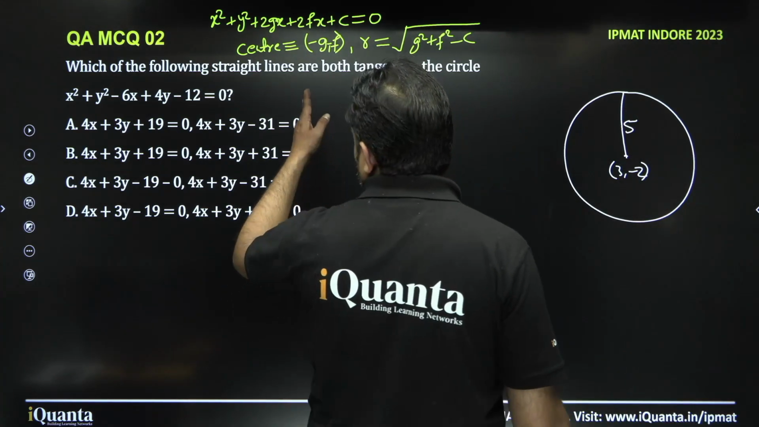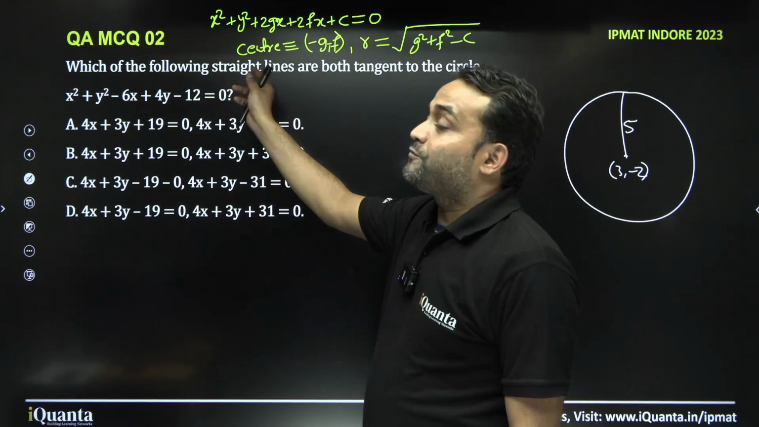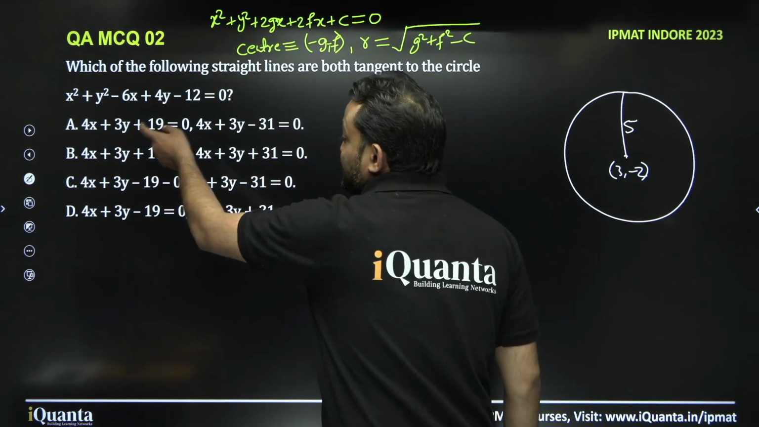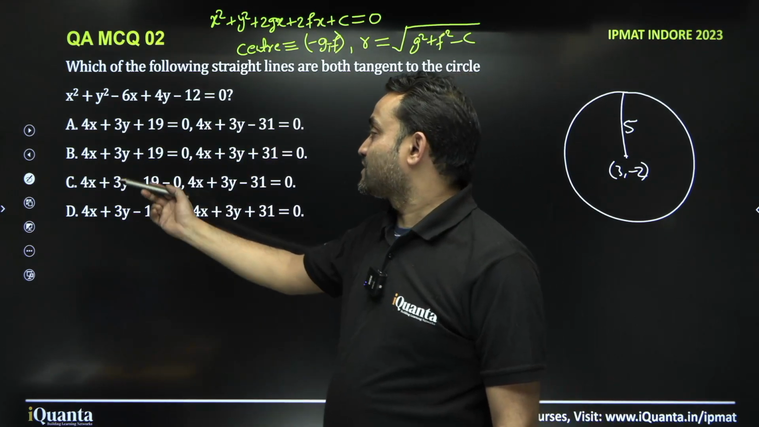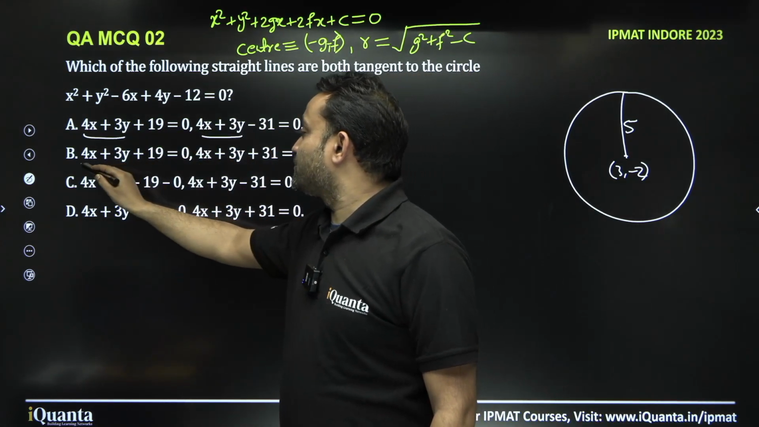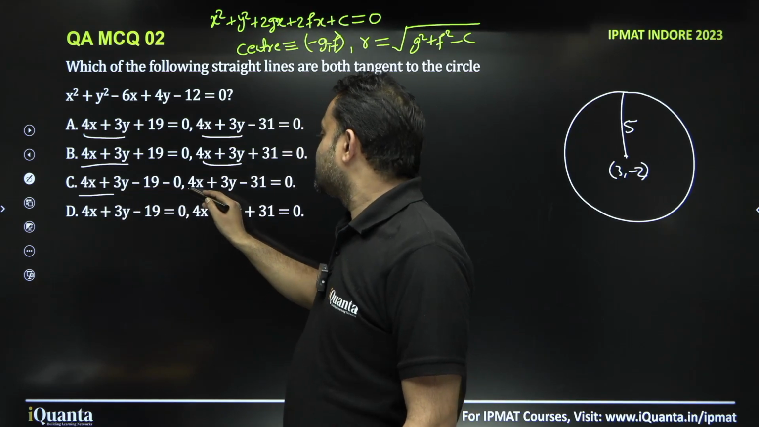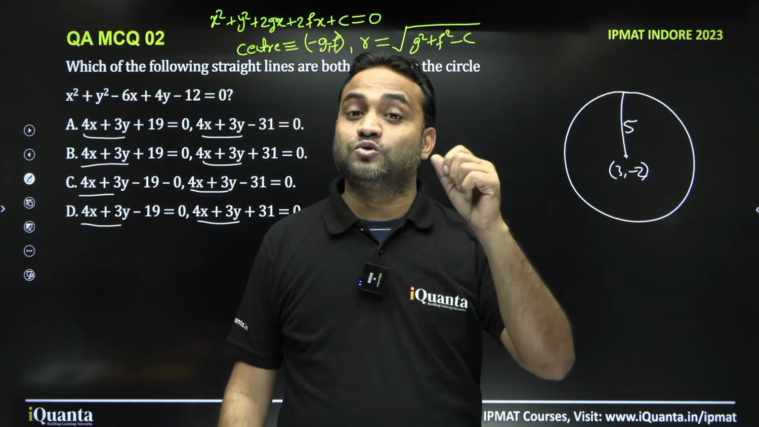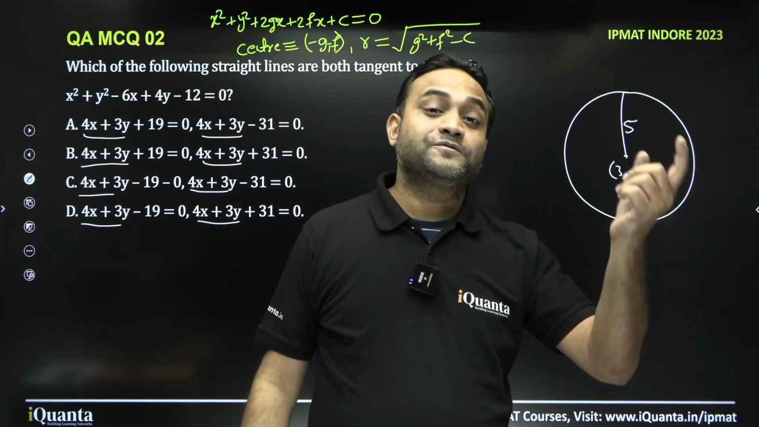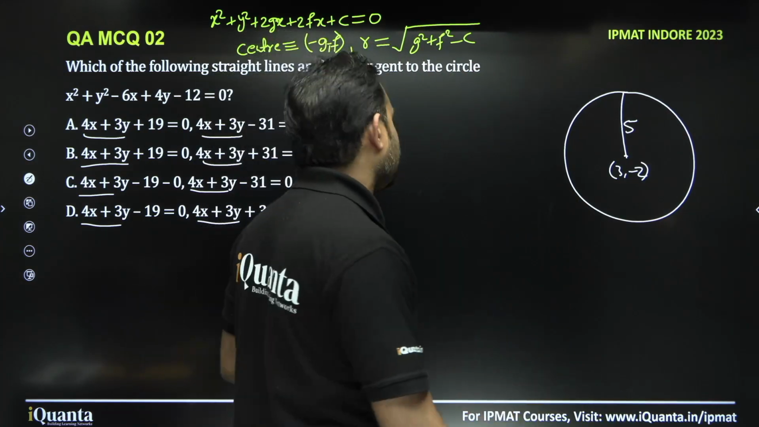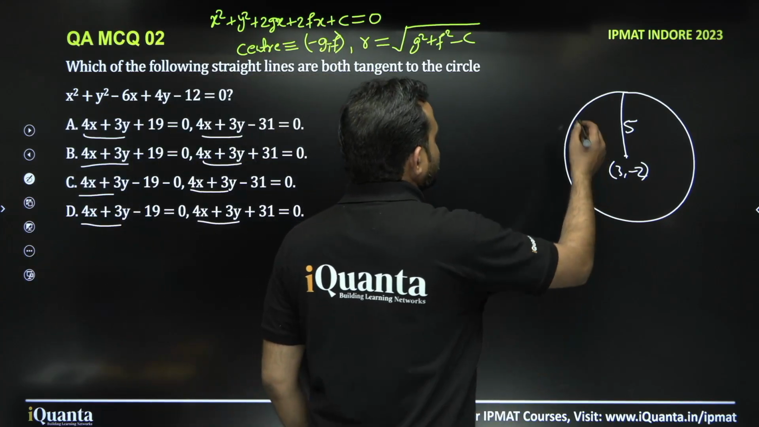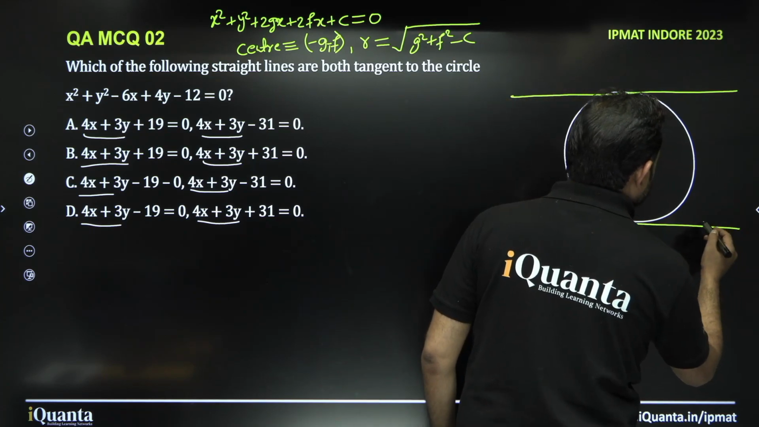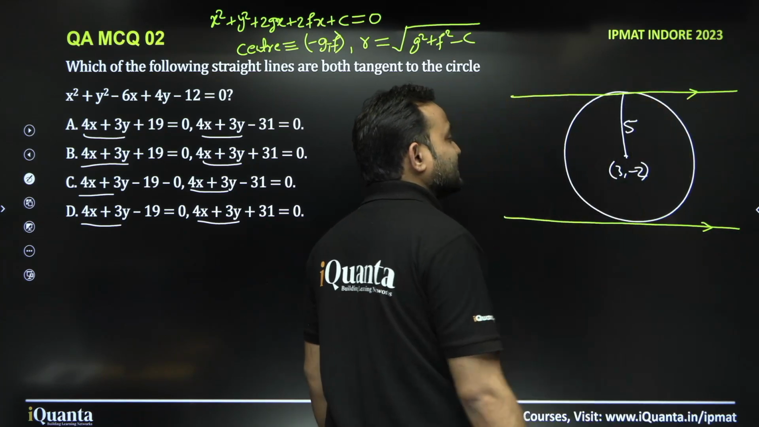Now, if you check the options, which of the following straight lines? There are 2 lines in each of the options, and the slope of each of these lines is the same. Now, if lines have the same slope, those lines are parallel to each other. And if 2 lines are parallel and both of them are tangent, then the situation will be something like this. One of the lines is like this and the other line will be parallel to this. Then only both of them will be tangent.